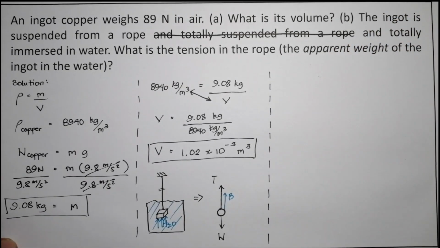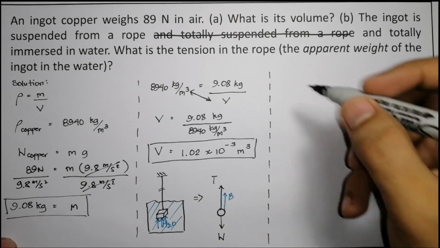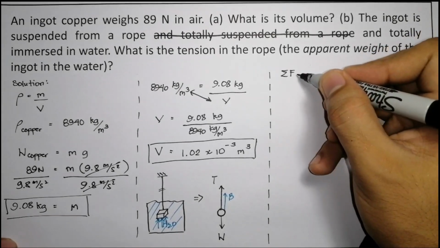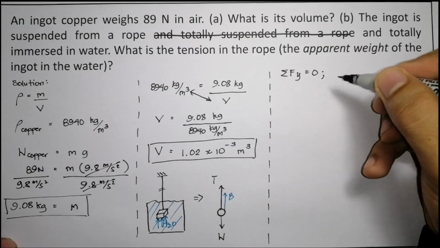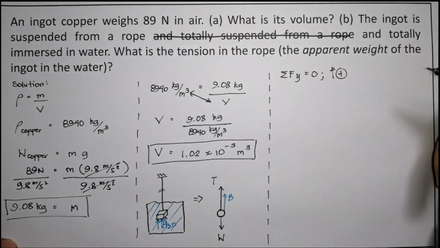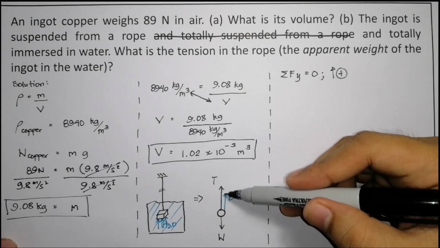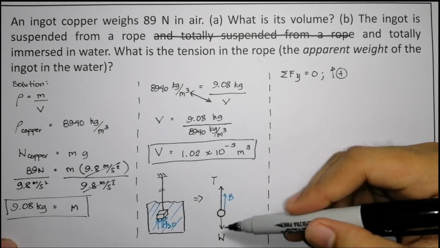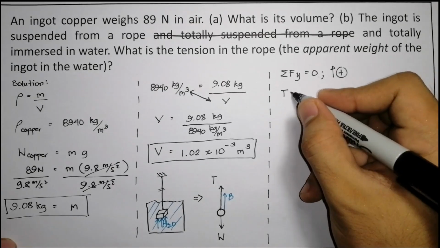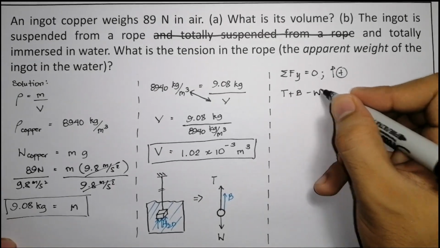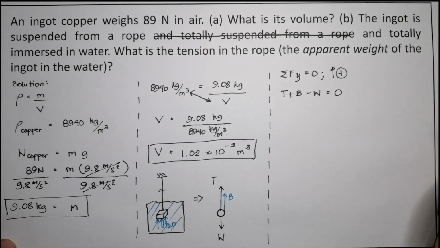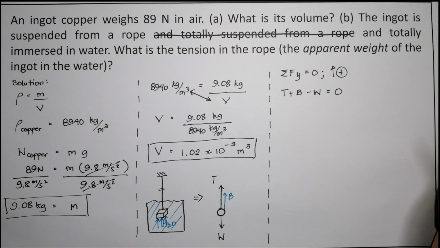From this, we can create our equation. The summation of forces along y is equal to 0, assuming going up is positive. Since tension is going up, buoyant force is going up, and W is going down, we get T plus B minus W is equal to 0. So ito yung ating equation na mabubuo dito.